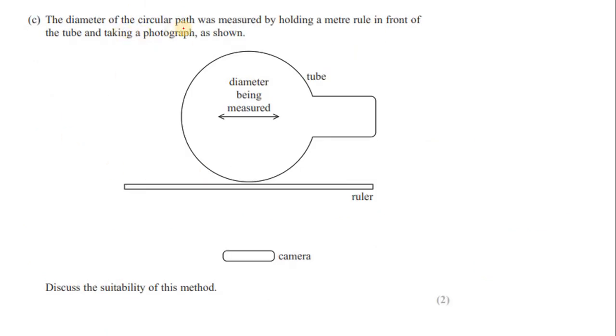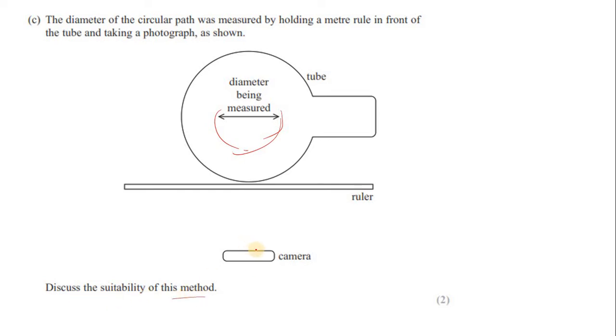The diameter of a circular path was measured by holding a meter rule in front of a tube and taking a photograph as shown. So you can imagine this is the circular path of some radius, and you need to measure that. So we put a ruler in front of a tube and we use a camera. So discuss the suitability of this method.